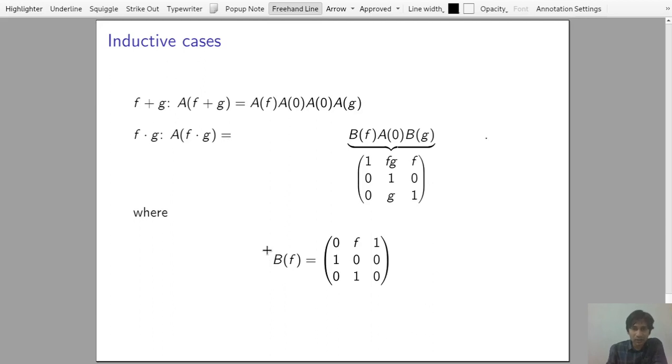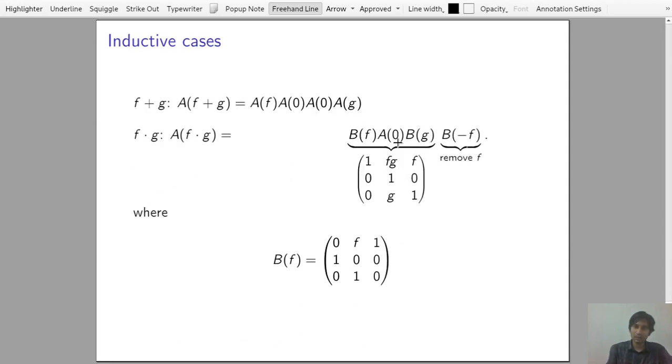So we define a new kind of matrix, B of f, which is very similar to A of f. It is just that the f is positioned at entry 1, 2 instead of 1, 1. And if you compute the product B of f, A of 0, B of g, then you get this 3 by 3 matrix, which has the product of f and g and 3 ones, but they are in the wrong position, and there is also a spurious f and a spurious g in this matrix.